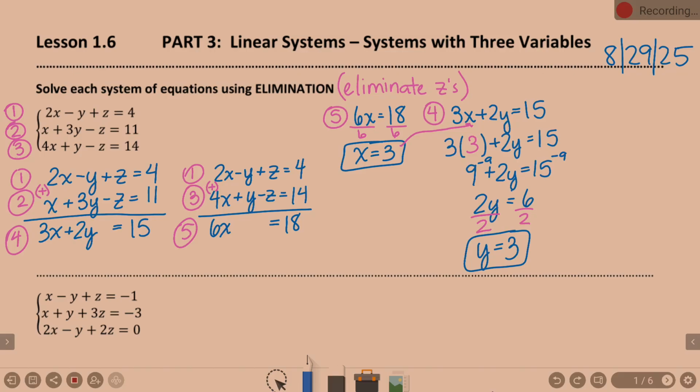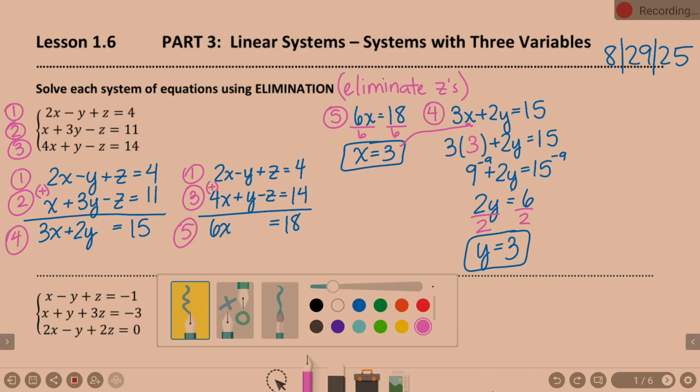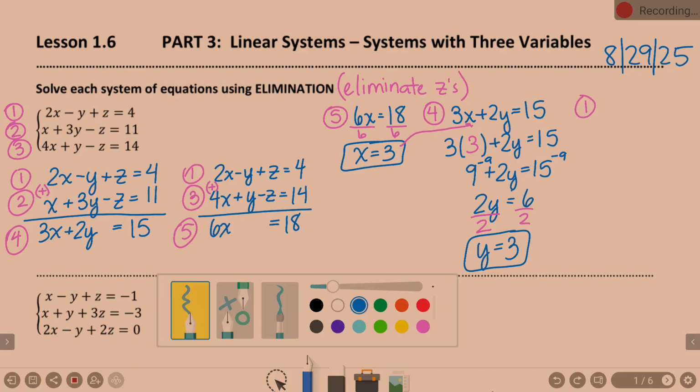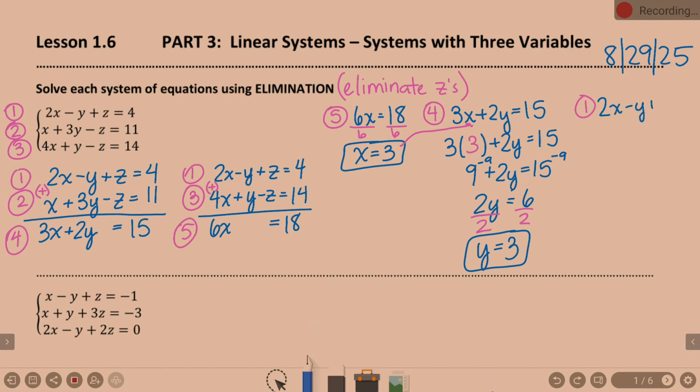Final step. You're taking the two you do know. You're going into one of your originals. 1, 2, or 3. It doesn't matter. You don't have to do the same as your neighbor, but you're going into one of the originals. That's always going to be your last step. So what are you guys picking? 1? And general rule, pick what looks easy. So 2x minus y plus z equals 4.